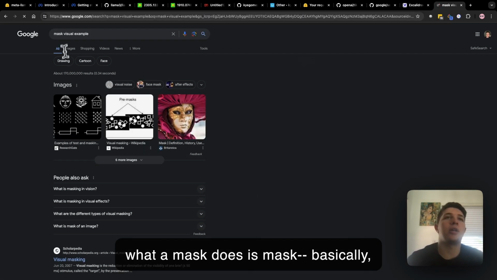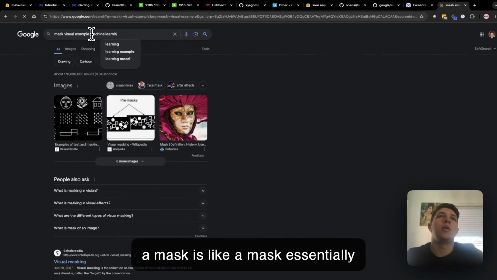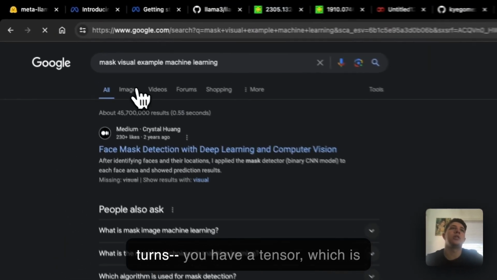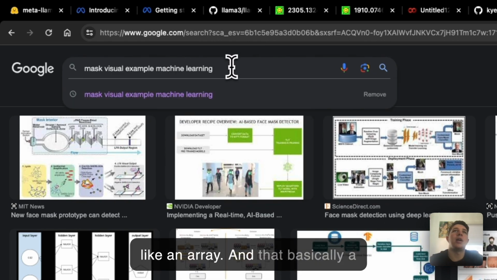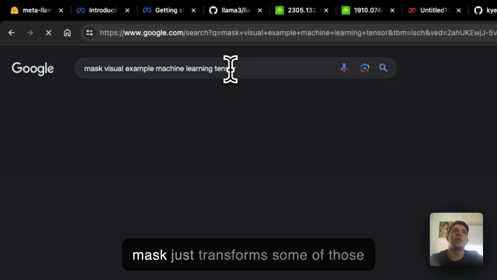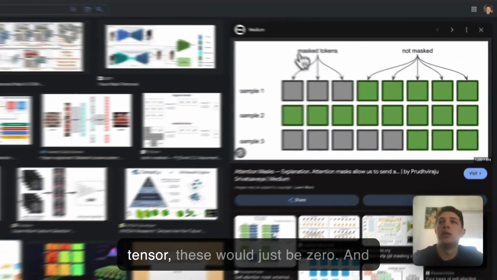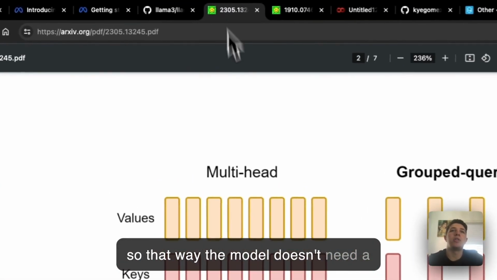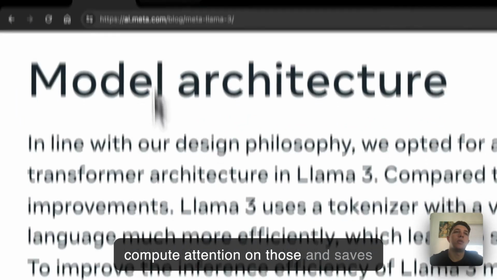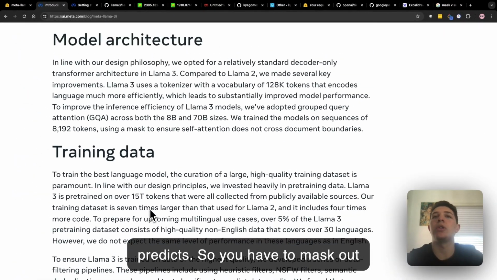Basically, a mask essentially turns... You have a tensor, which is like an array, and a mask just transforms some of those values into zeros. So like this is a tensor, these would just be 0. And so that way the model doesn't need to compute attention on those and saves energy. And that's also how it predicts. So you have to mask out some tokens.